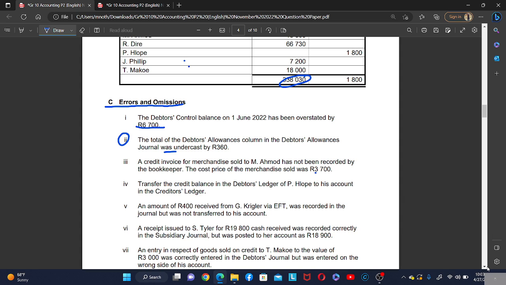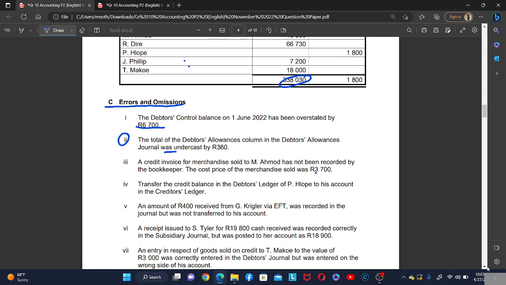So that example I was making, that if a debtor was owing you 300 and then he paid you 400, meaning that the account of the debtor decreased more by how much? By 100, right? So that will mean now the business is owing the debtor an amount of 100 rand. So now to correct this, we must increase the account of the debtor.